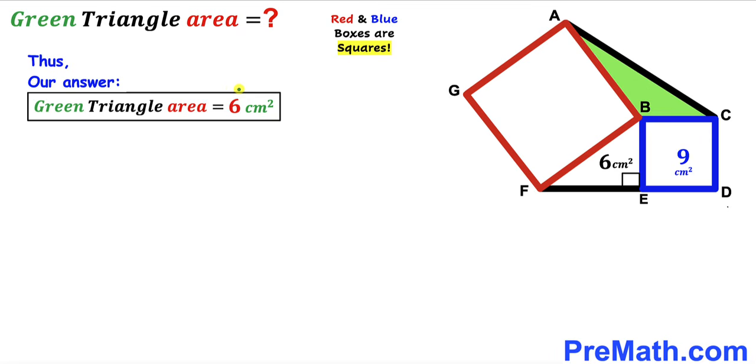Thus after all the calculations and manipulations, the area of the green shaded triangle ABC turns out to be 6 cm². In other words, the area of this green shaded triangle is going to be 6 cm², and that's our final answer.